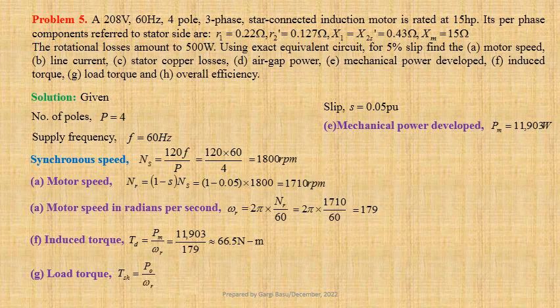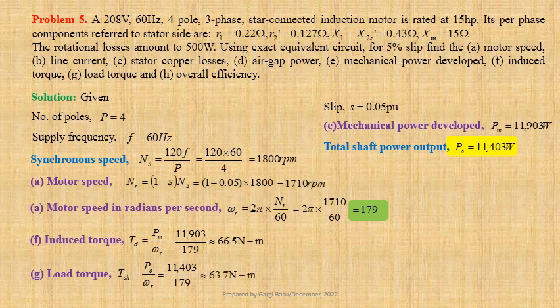Load torque Tsh equals Po divided by omega r. We have obtained total shaft power output Po equals 11,403 watts. Therefore, Tsh equals 11,403 divided by 179, which is approximately equal to 63.7 Newton meter.